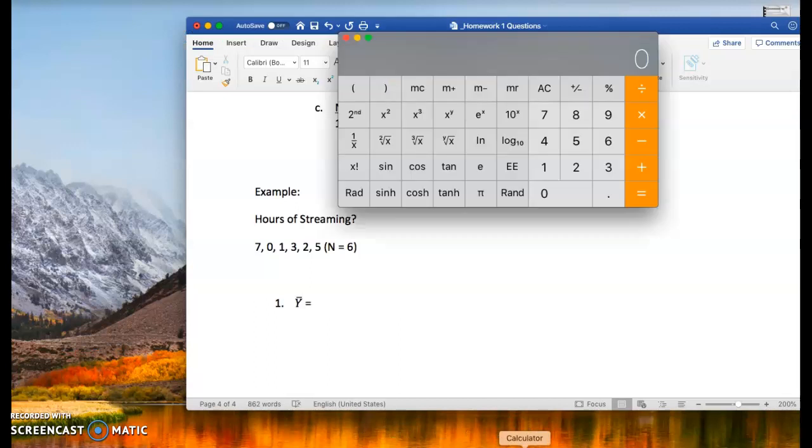We're going to pull our calculator out here. The formula for the mean is sigma Y. The sigma stands for the sum of. So we're just going to sum the Y scores, and then the rest of the formula is divided by N. So sigma Y divided by N. So we're going to go ahead and do that. Add up our scores. 7 plus 0 plus 1 plus 3 plus 2 plus 5 gets us 18.